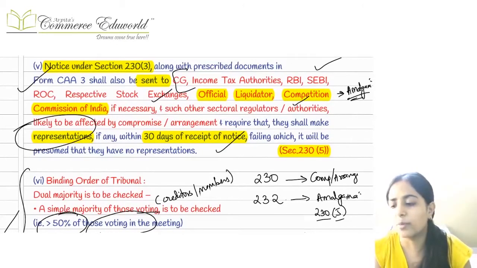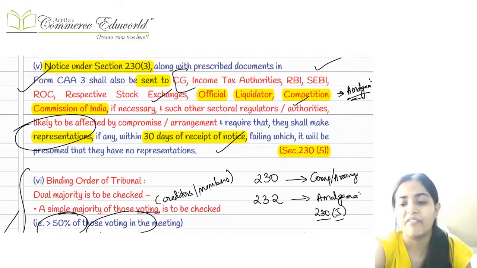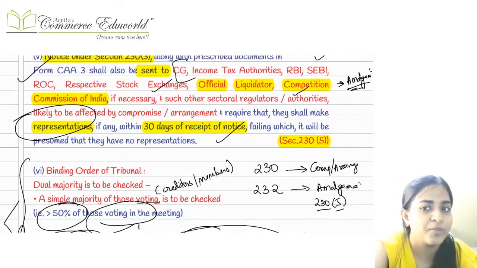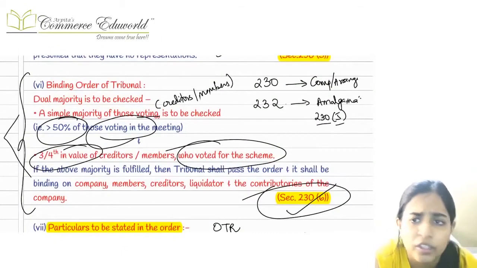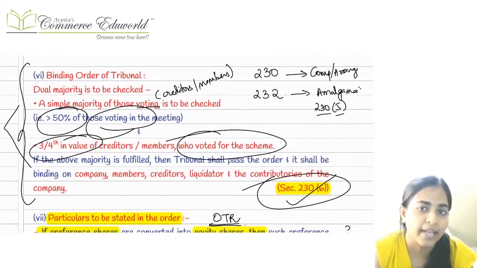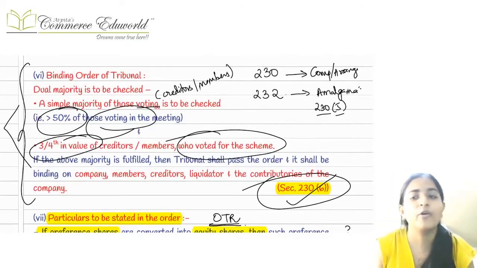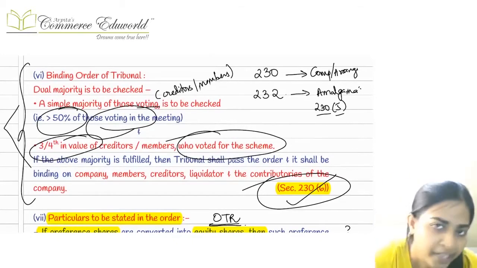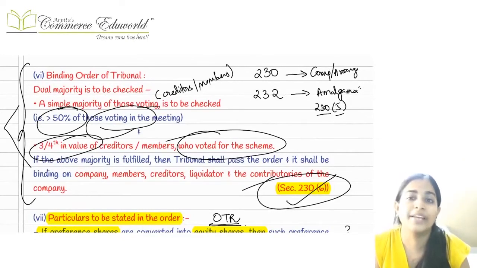Okay, for example, the central government, ROC, income tax authorities, SEBI, Competition Commission of India, etc. We are also going to ask them to raise their objections within a period of 30 days. If they do not raise any objections within 30 days, then we'll assume that they do not have any objections. After that, we are going to call a meeting and then we are going to take the approval.